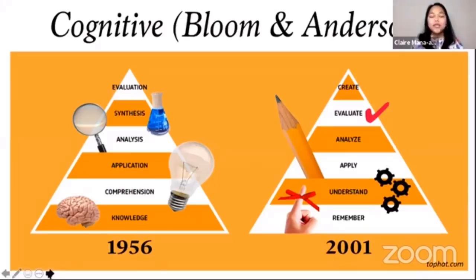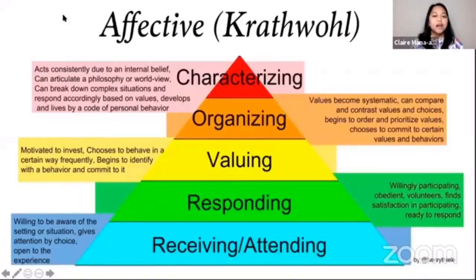Okay, now we go to the next taxonomy that we have here. And of course, this is your affective domain. Okay, so this is affective domain. This was by Krathwohl. Okay, now in here, you see 5 different levels. The lowest level that you have here would be receiving or attending.